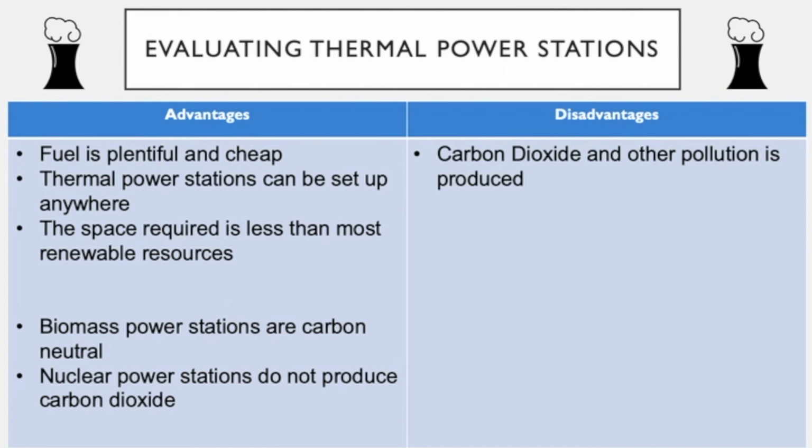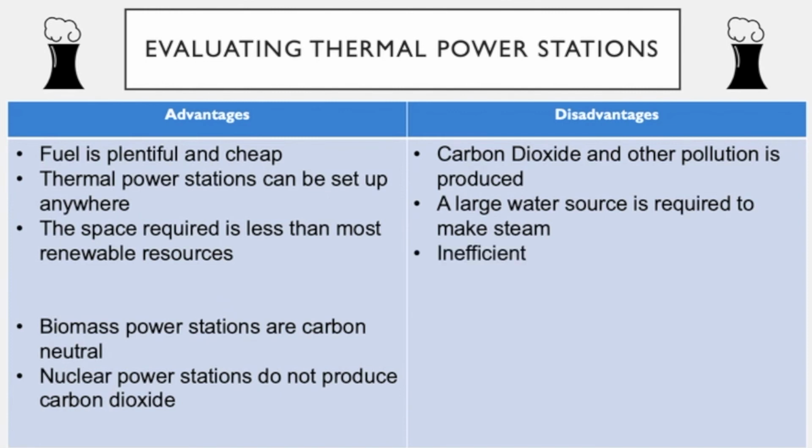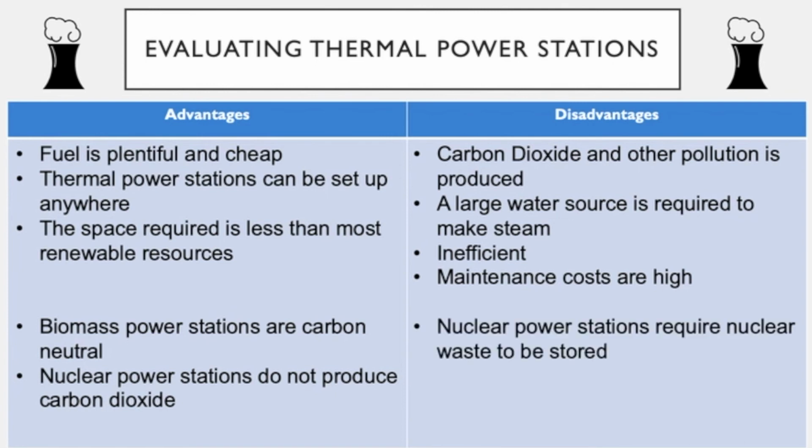Disadvantages are that carbon dioxide and other pollution is produced. A large water source is required to make steam, so we need to have that, so sometimes they are built next to the coast. They're not a particularly efficient way of making electricity. If you think about all of that heat that's produced, a lot of that heat just goes into heating up the atmosphere. So they are particularly inefficient. Maintenance costs can be high. And a disadvantage of nuclear power stations is that they require the waste to be stored for maybe thousands of years.